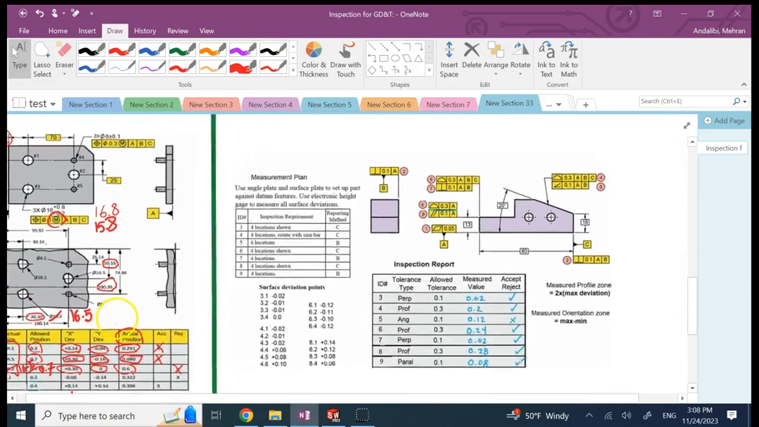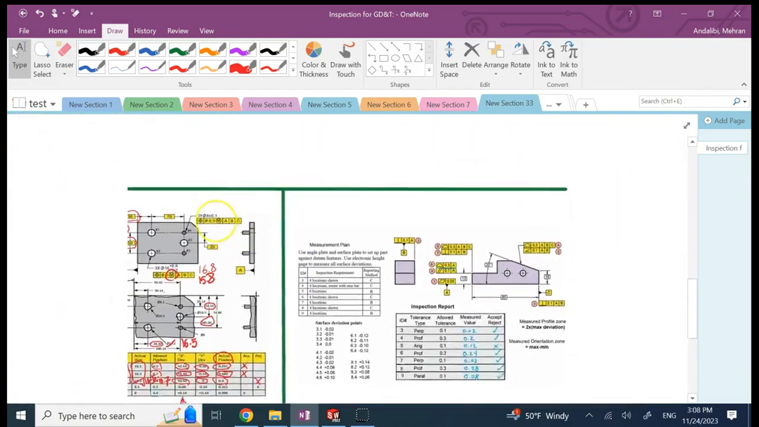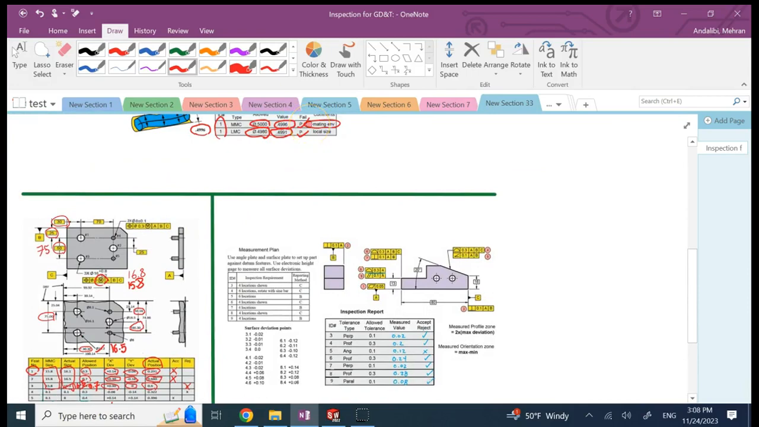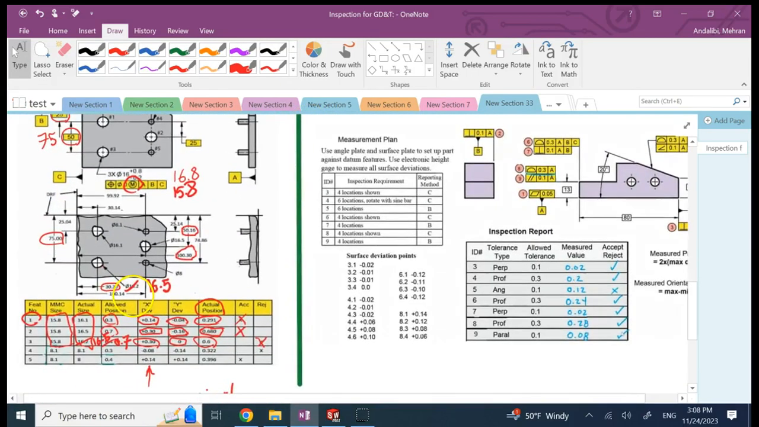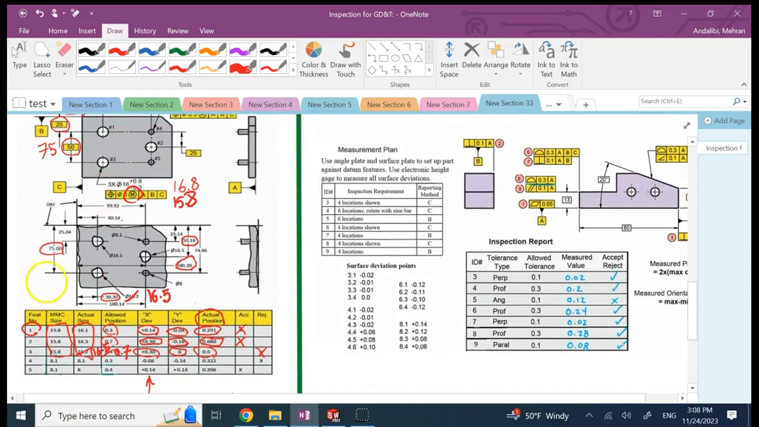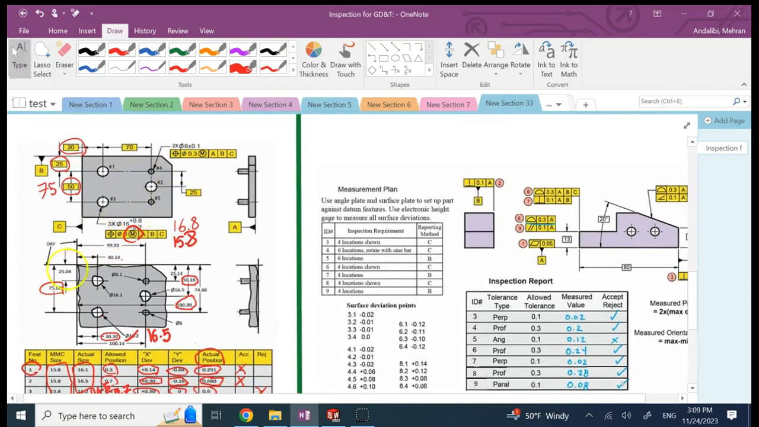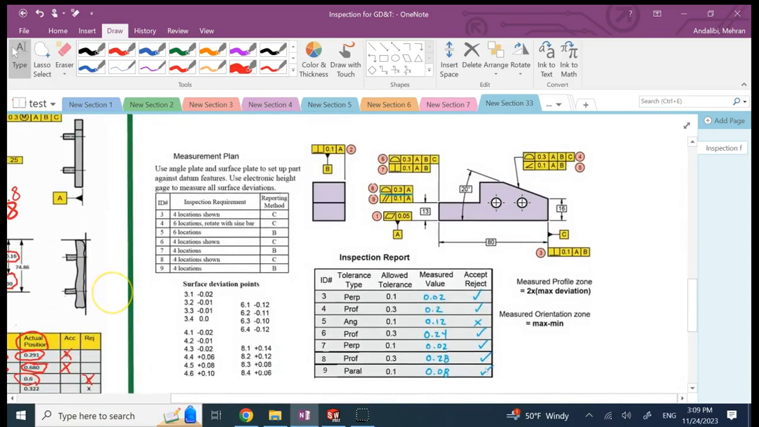Okay, let me show you one other example. So far we have seen a single dimension, how to check it and accept or reject it, and how to look at the position tolerance and whether to accept or reject it. Now we're going to look at some other examples. This time we're going to look at profile, angularity, parallelism, flatness, and perpendicularity. So here we're going to look at some other forms of geometric tolerance with some measurements, and we're going to see whether to accept or reject it.